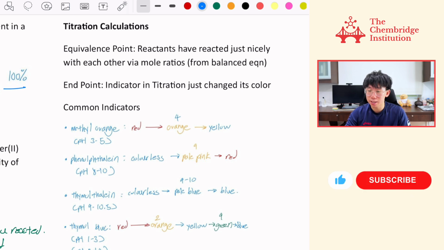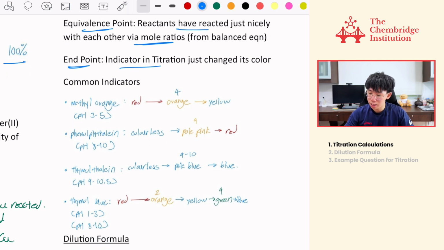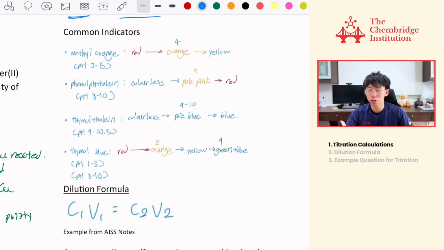So first, in titration, there's this thing called the equivalence point, which is when the reactants have reacted just nicely with each other, and this is usually via mole ratios. Your end point is when the indicator changes color. So usually the equivalence point and the end point coincide with each other. Some of your common indicators are as such. You can go and memorize this if you want. The color changes are kind of important. Usually the ones that are commonly used are methyl orange and phenolphthalein, and these are the color changes that you have to memorize for your titration.